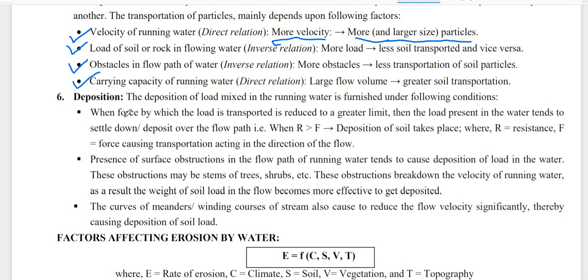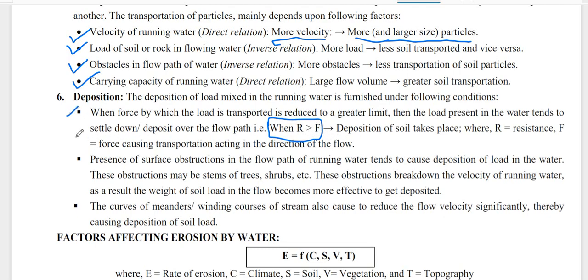When the force by which load is transported is reduced to a greater limit, meaning transportation is getting reduced, then the load present in the water tends to settle down. Whatever clouds are present in the water will tend to settle down or deposit over the flow path. They will try to deposit on the flow path itself. It means when the resistance is more than the force causing the transportation in the direction of flow, then deposition will happen.